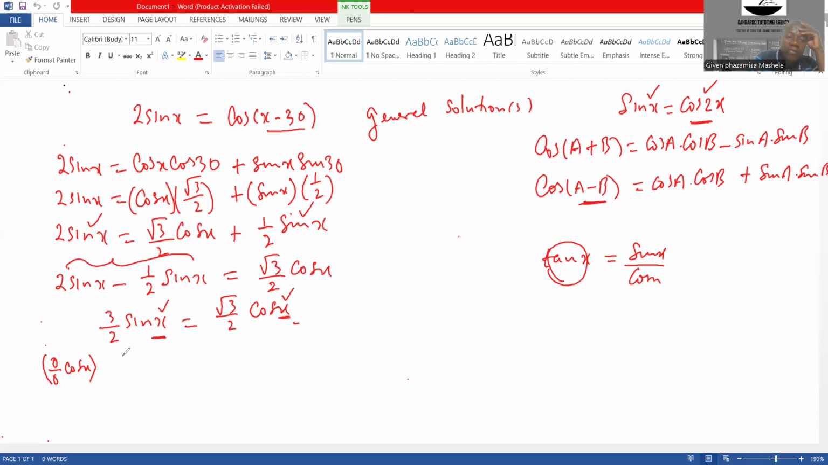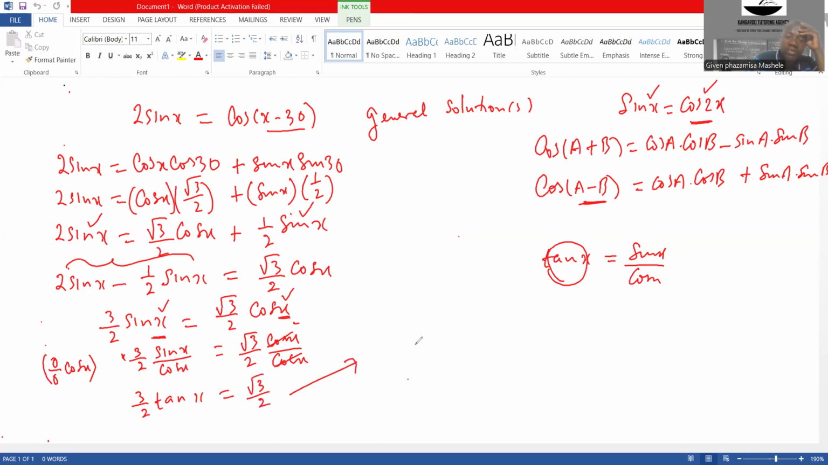So it means you're going to have 3 over 2 sine x, then we divide here by cos x. Then 3 over 2, then cos x divided by cos x, because we divided both sides by cos x. So this will give us 3 over 2 tan x. Then this is just 1, it will give us root 3 over 2.